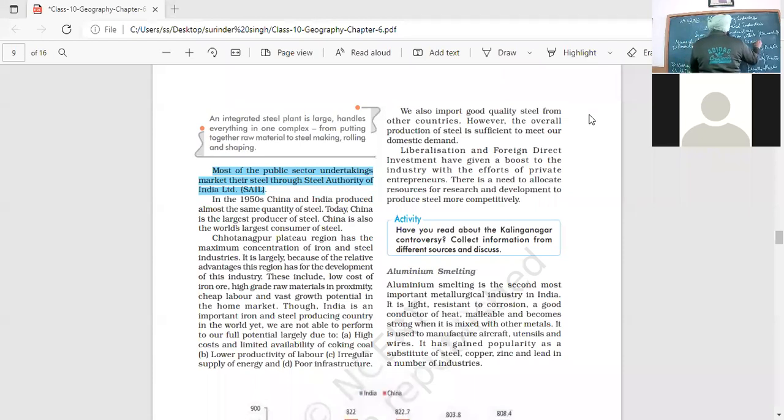Rourkela Steel Plant at Rourkela, Odisha, public sector. Sixth, next is Durgapur Steel Plant. Place is Durgapur in West Bengal.